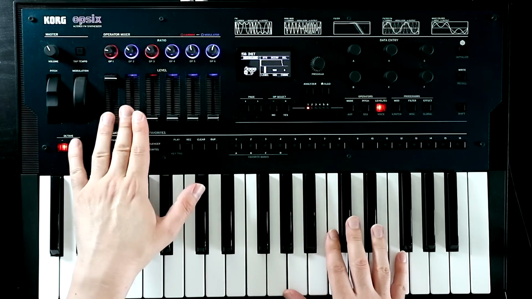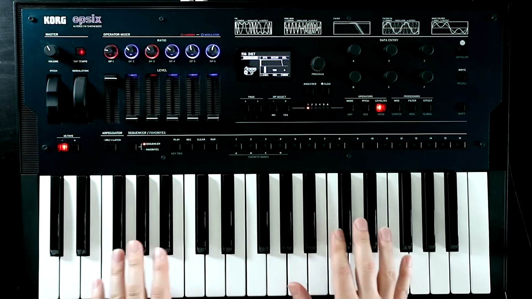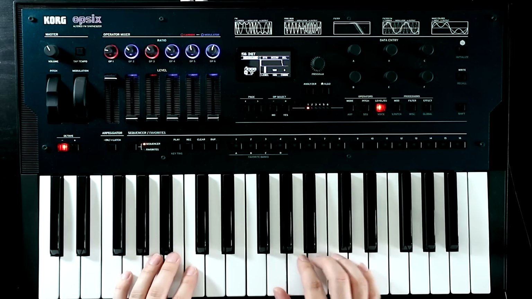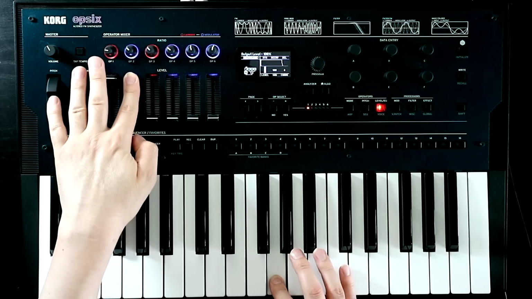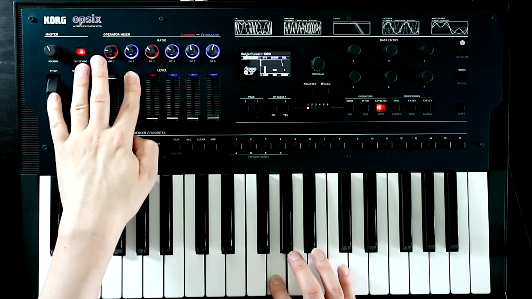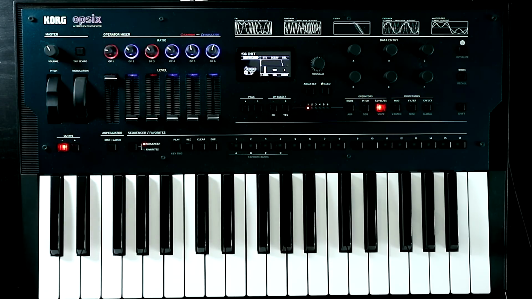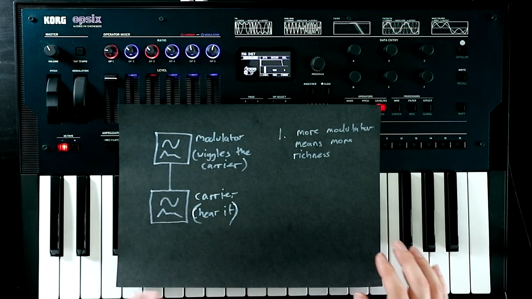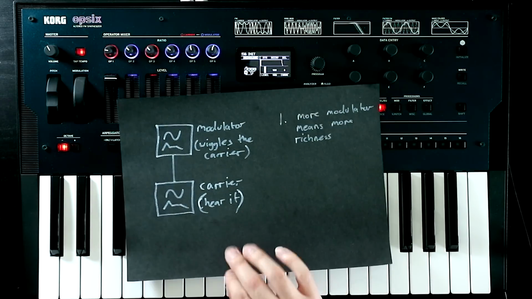In this patch, operator 2 is acting as a modulator for operator 1. Because it's turned down at the moment, we are getting a pure sine wave, but as we turn operator 2 up, we get more harmonic richness. So that's principle number one. If you have more modulator going into your carrier, you're going to get more richness in the sound.